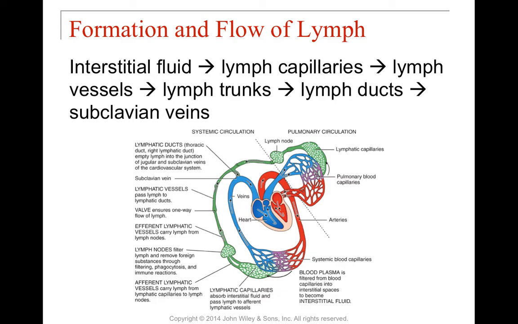So this is going to be an overview of the flow of the lymphatic fluid relative to systemic and pulmonary circulation. So this diagram here, without the green, should look kind of familiar.